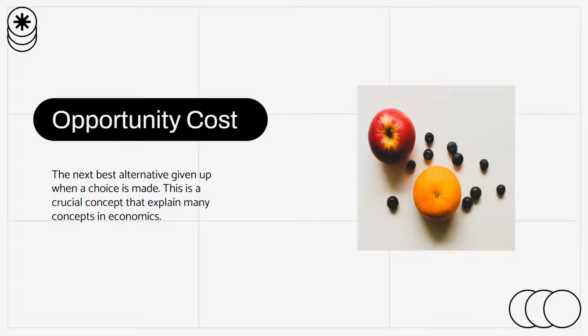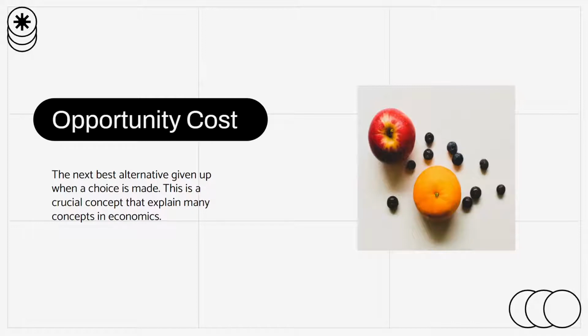So what is the opportunity cost? The next best alternative given up when a choice is made is known as opportunity cost. This is a crucial concept that actually explains many concepts in economics. For example, as you can see in the image, there are oranges, blueberries, and an apple. Out of these, I can only eat one of the fruits. So I choose to eat the orange. That means I cannot eat the apple and the blueberries.